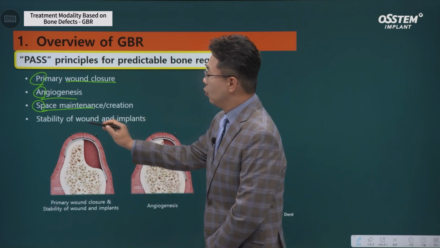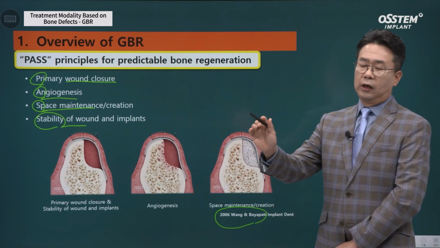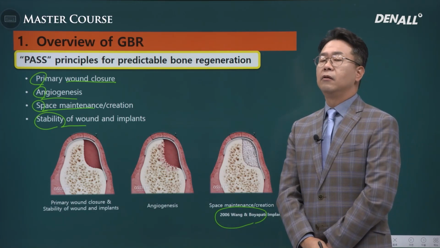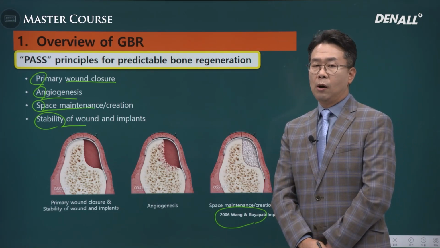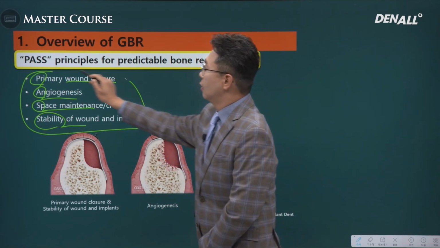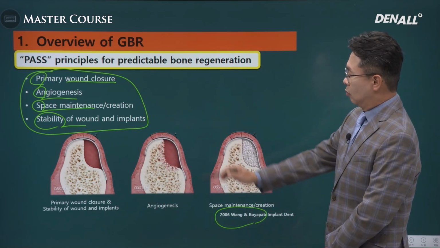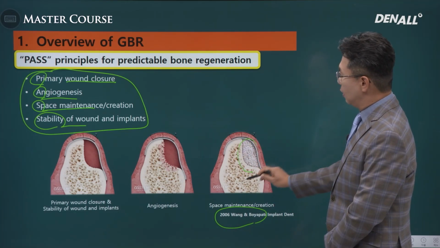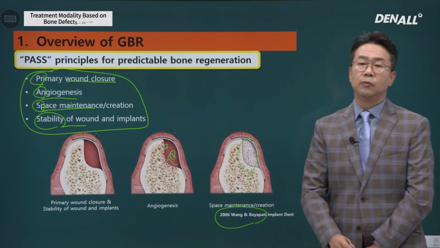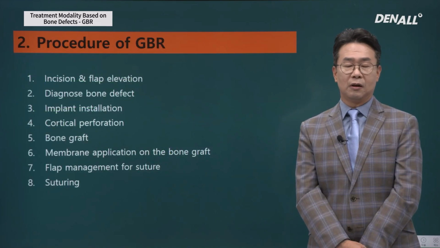What is largely overlooked is the stability of wound and implant. By stability, not only do we need to think about the defect, but we also need to think about the stability of membrane and bone graft materials. The PASS principle includes all four factors: primary wound closure, stability, and space maintenance using membranes and angiogenesis. If we can secure all these four factors, then we'll be able to get good results.